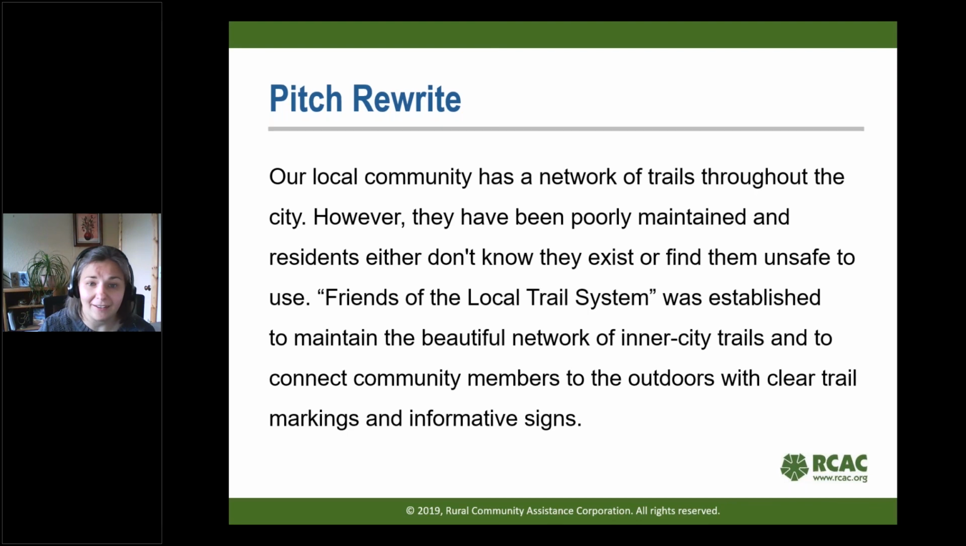Let's read it together. Our local community has a network of trails throughout the city. However, they have been poorly maintained and residents either don't know they exist or find them unsafe to use. Friends of the Local Trail System was established to maintain the beautiful network of inner city trails and to connect community members to the outdoors with clear trail markings and informative signs.